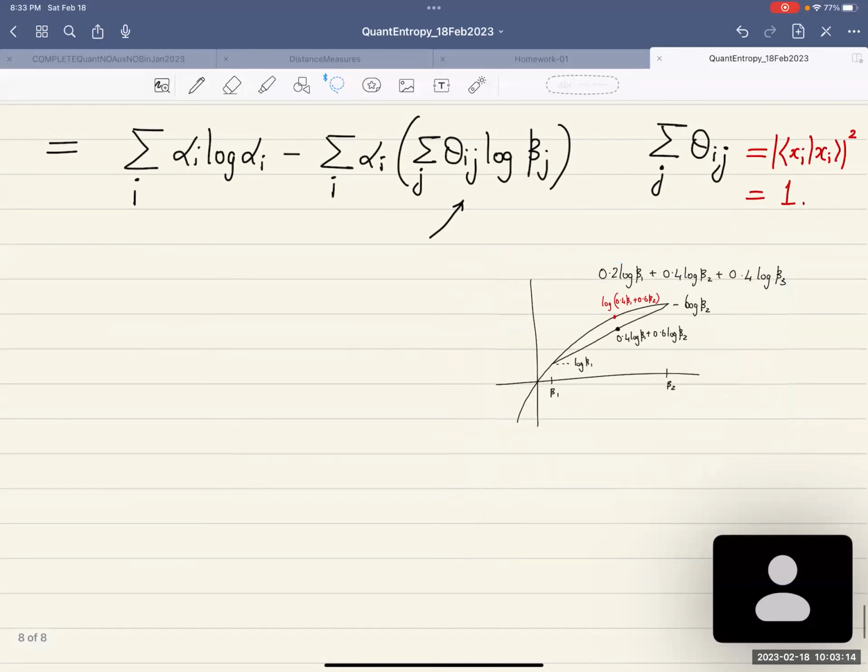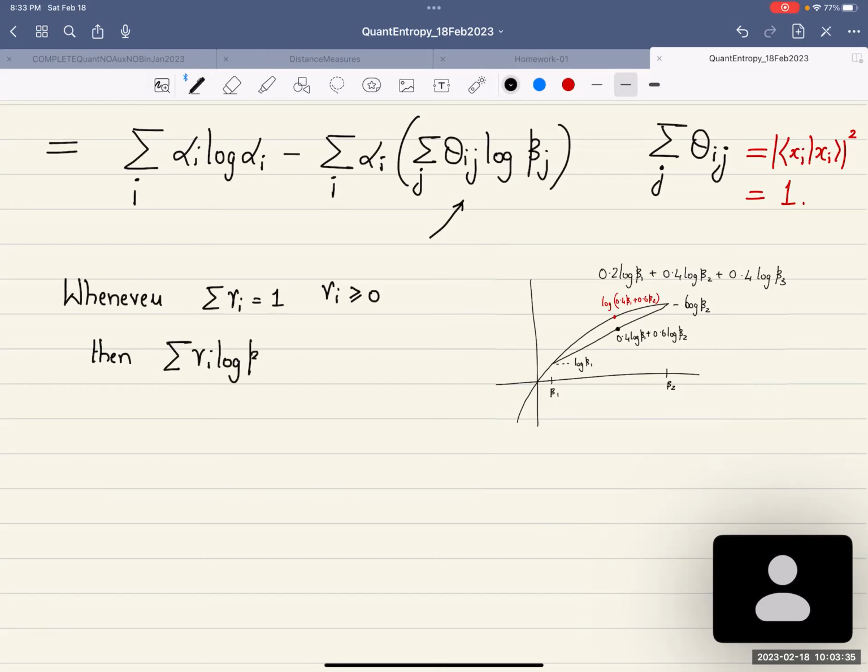So I claim, and this is just concavity: whenever the summation of gamma i equals 1, and the gamma i's are all positive, then summation gamma i log beta i is strictly less than log of summation gamma i beta i. This is just the concavity of the log.